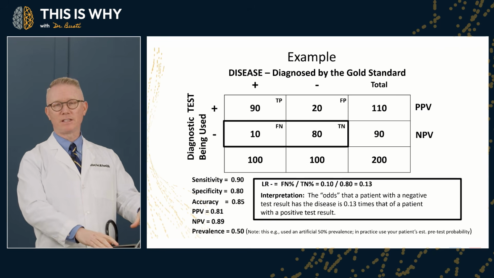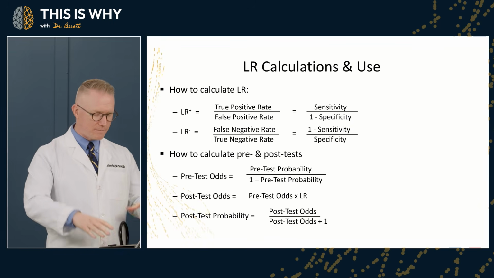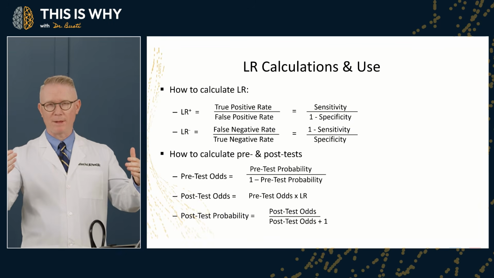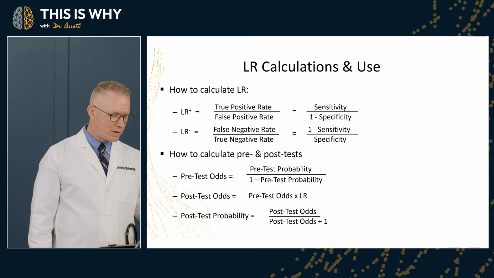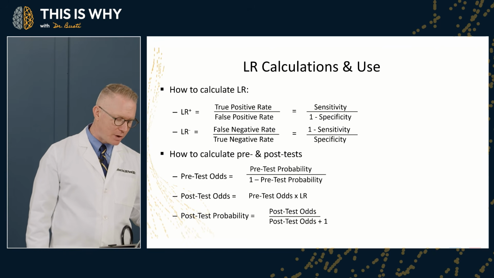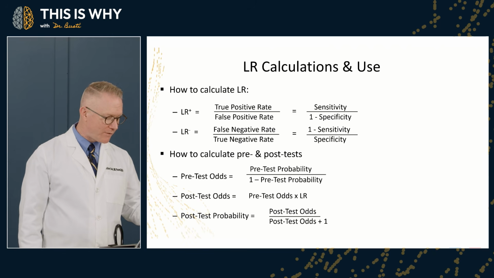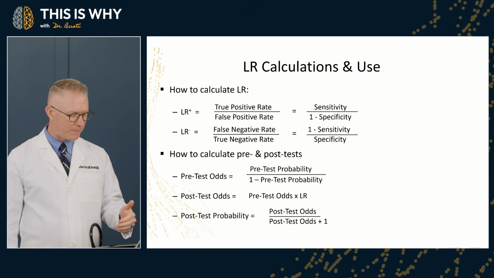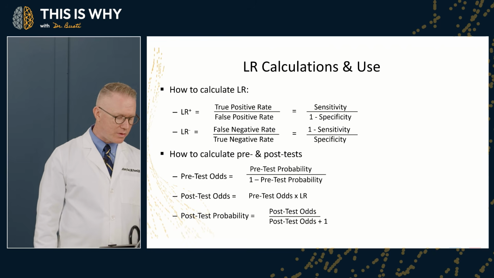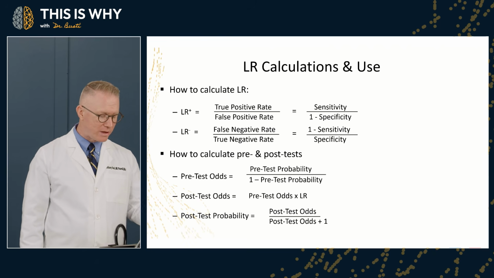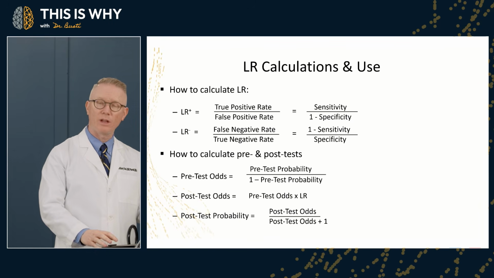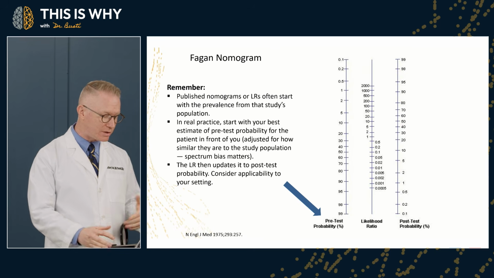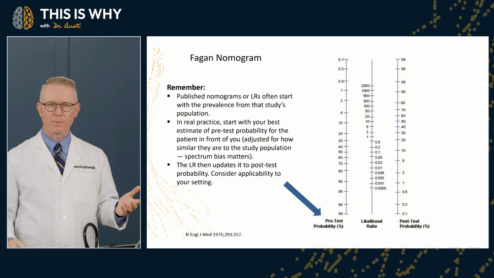Now, I recognize this visibly doesn't help as much, but again, the nomogram that I'm getting ready to show you is going to help make that come together. So we have our pre-test odds, we have our post-test odds, and we have our post-test probability. And so those are the other formulas that you need in order to put all this together. And so let's look at the Fagan nomogram, okay?